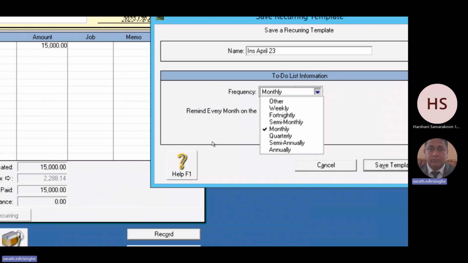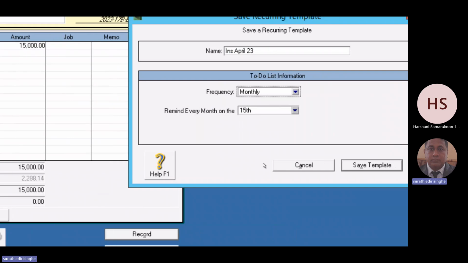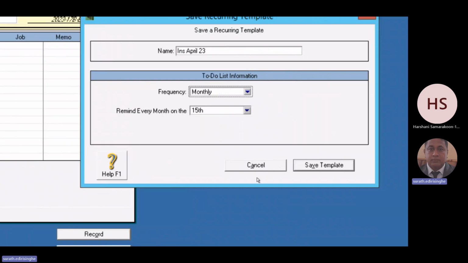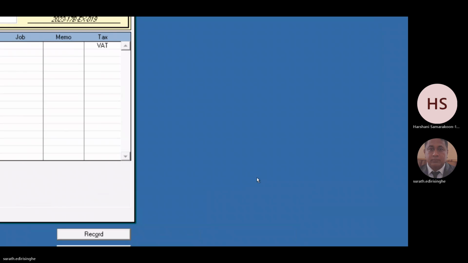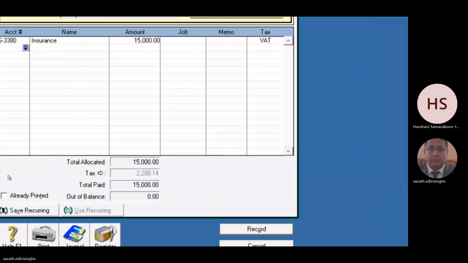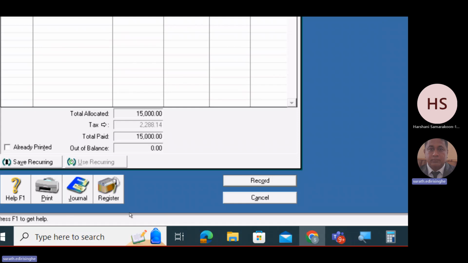Some expenses may be on a 6-month period, no? Some are on a quarterly basis. Then select monthly here. Again, your date of payment, 15th every month. Now you click on save template. Save template. What I did, I created the template and saved the template in my system. Now you record this transaction.